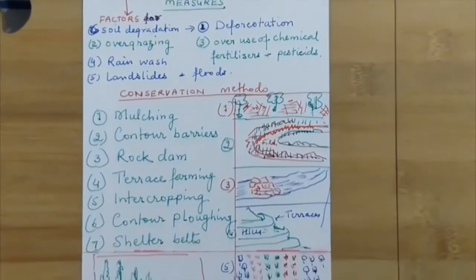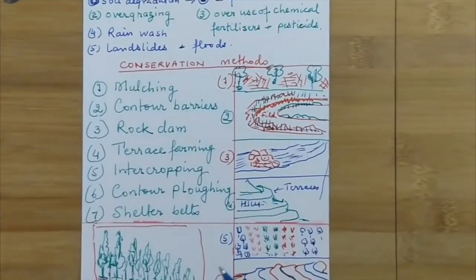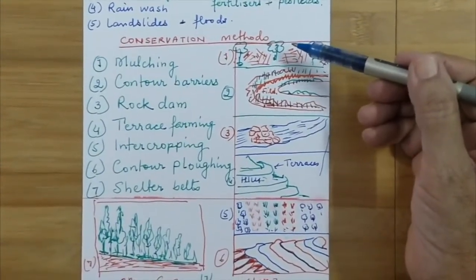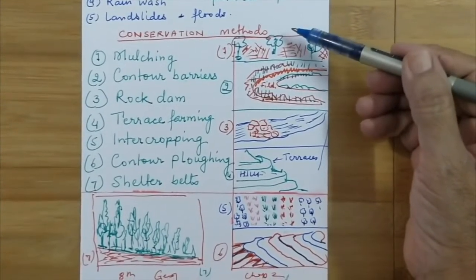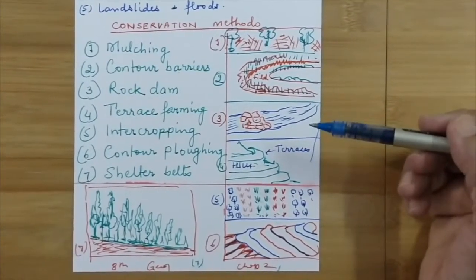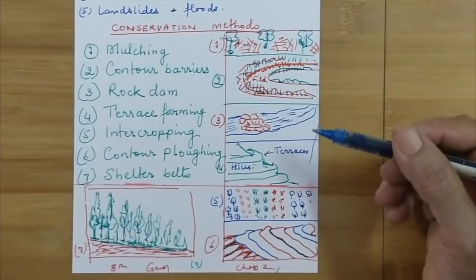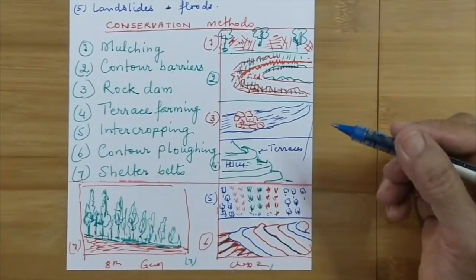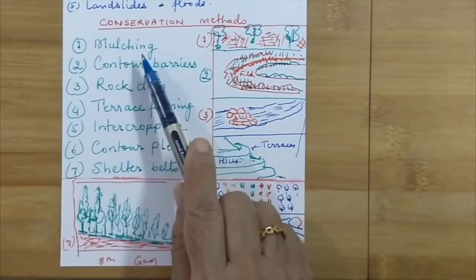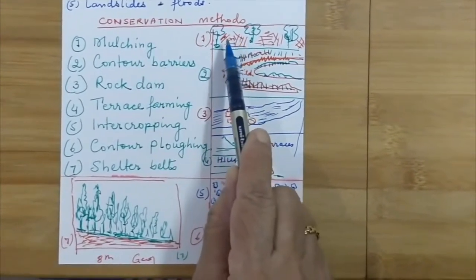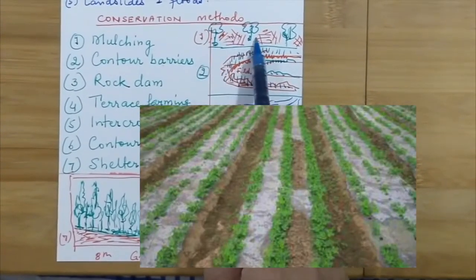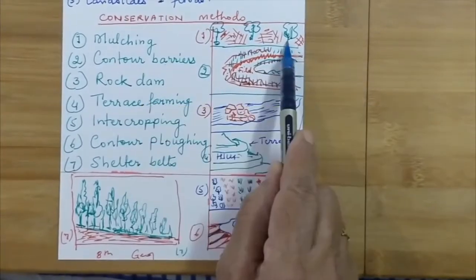Now what do we do about land degradation or soil degradation? We have some conservation methods which we can follow for conserving our soil. I'll explain briefly about these, and then in the end I'll also show you some beautiful pictures of how the soil is conserved. First of all, we'll take up mulching. Mulching is when the bare ground between plants is covered with a layer of organic matter like straw. It helps to retain soil moisture.